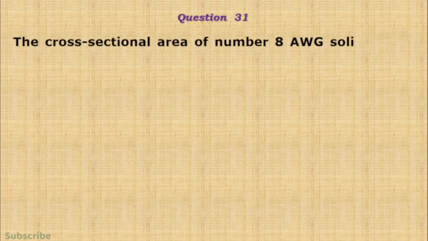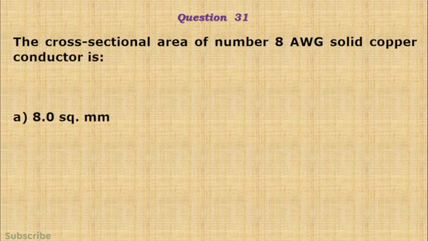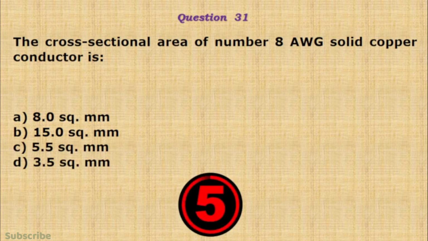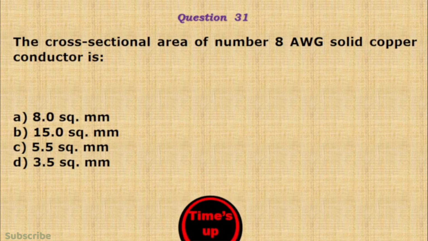Question number 31. The cross-sectional area of number 8 American wire gauge solid copper conductor is A. 8.0 square millimeter, B. 15.0 square millimeter, C. 5.5 square millimeter, D. 3.5 square millimeter. The correct answer is letter A, 8.0 square millimeter.